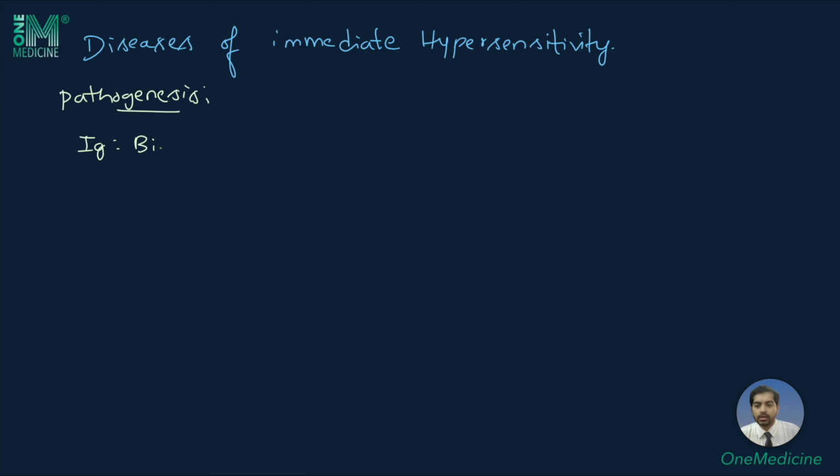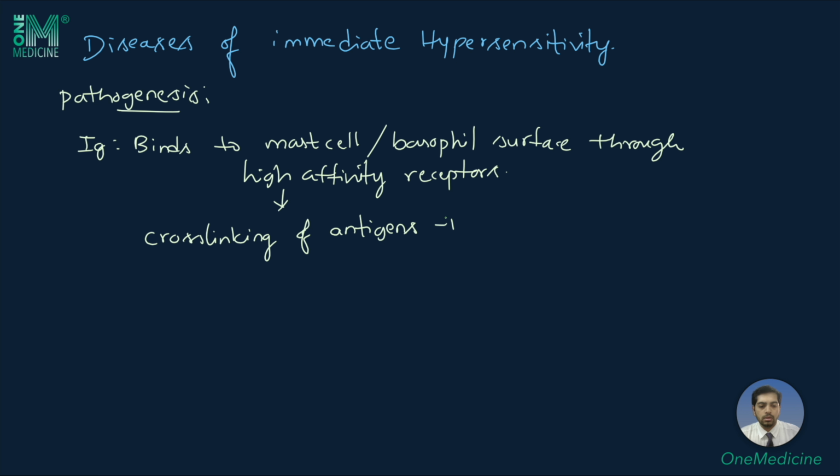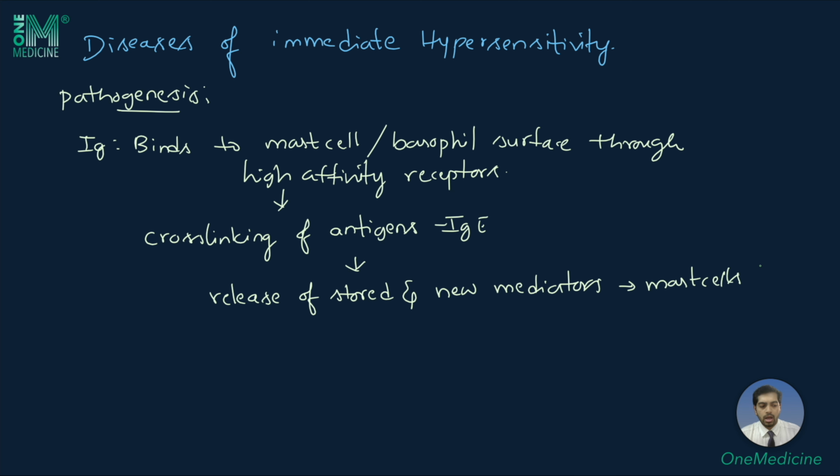Immunoglobulin binds to the mast cell or basophil surface through high affinity receptors. Cross-linking of these immunoglobulins to antigens leads to release of stored and newly synthesized mediators from mast cells and basophils.